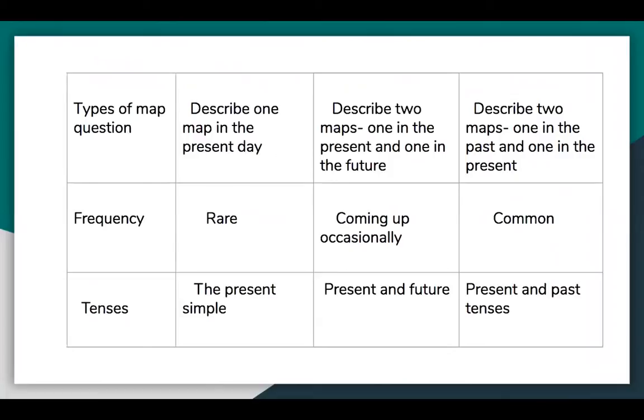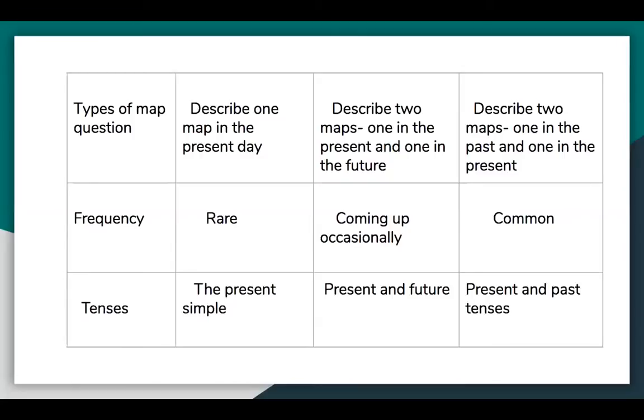And now you can see them on your screen. The first kind is very rare, as it only requires you to use the present simple and it is impossible for any comparison to be made. The second kind does come up occasionally and would require you to use present and future tense. This kind of question is normally about the future development of a town or city. It requires the same vocabulary as the other two.